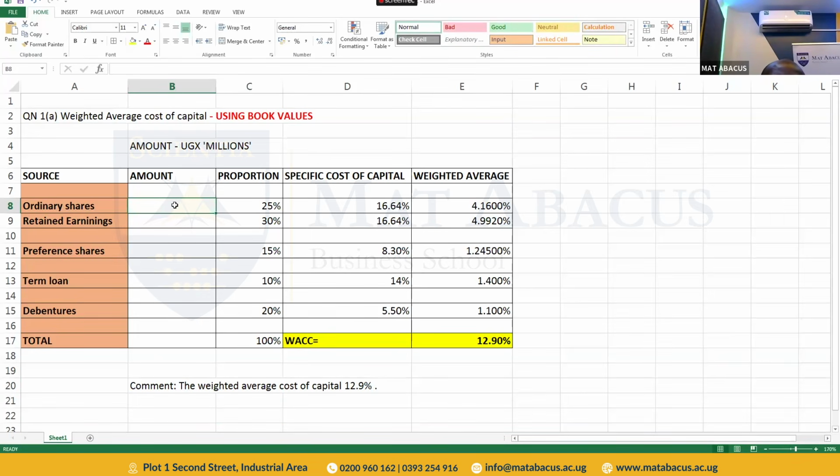So in this case, we observe the amounts were not given. The amounts always help you to get the proportion. But in this case, the proportion was provided, and that was the concern. We continue.